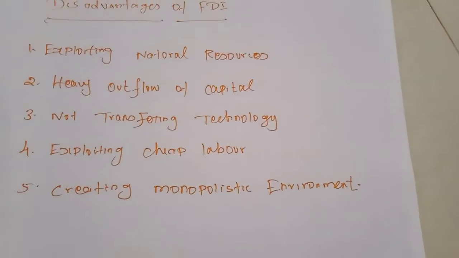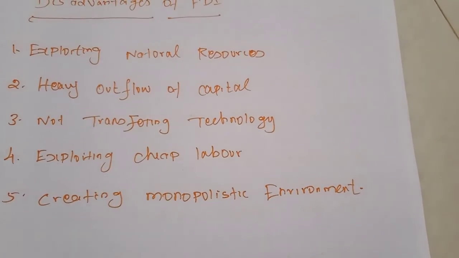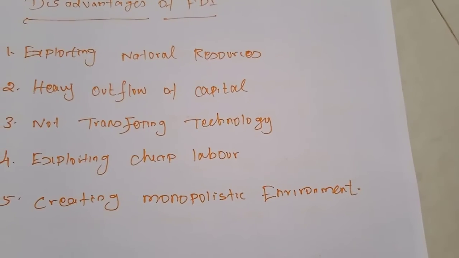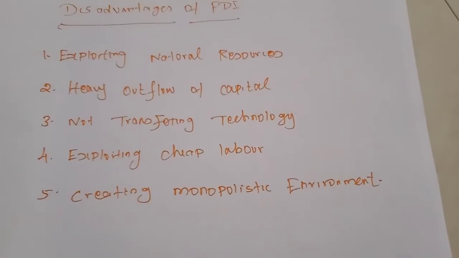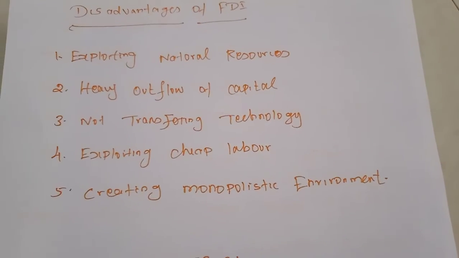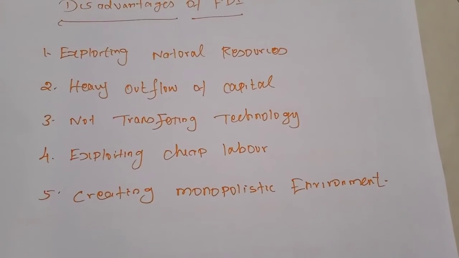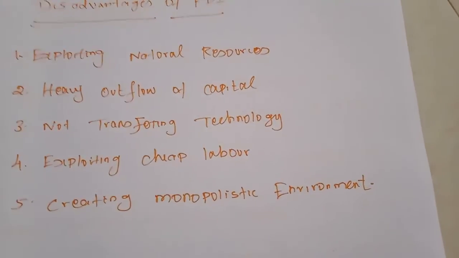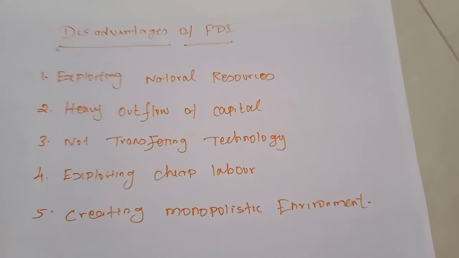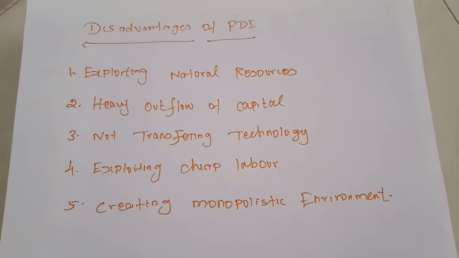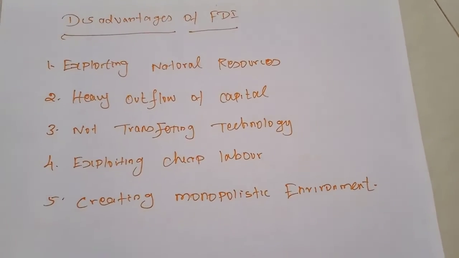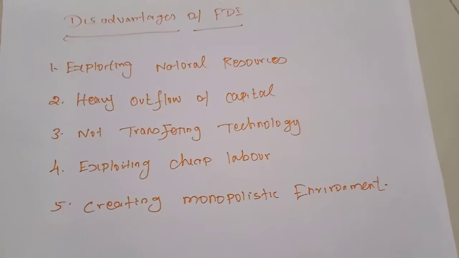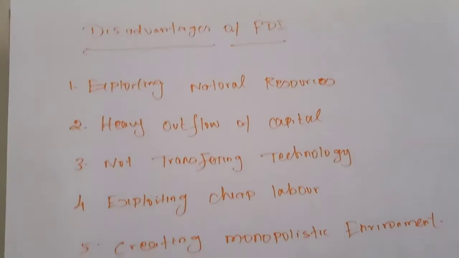Next, creating a monopolistic environment. Multinational companies which enter the host countries through the foreign direct investment route create monopolistic conditions in the host countries through their market power. Because in the beginning they will give some facilities and some concessions, selling at a low price. After that, once they get a good place in the market, they become monopolistic. So in the course of time, they alone have the power to fix the price of their commodities. So foreign direct investment also creates a monopolistic environment in the host countries' market.